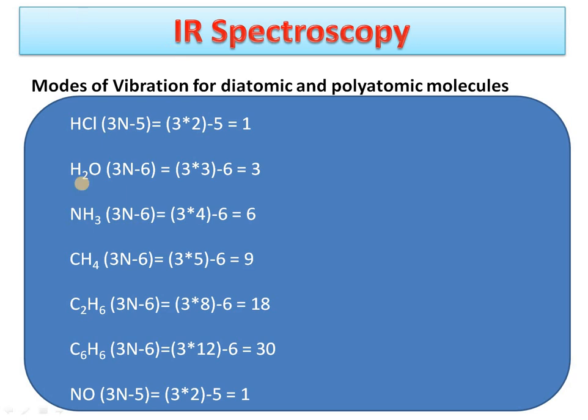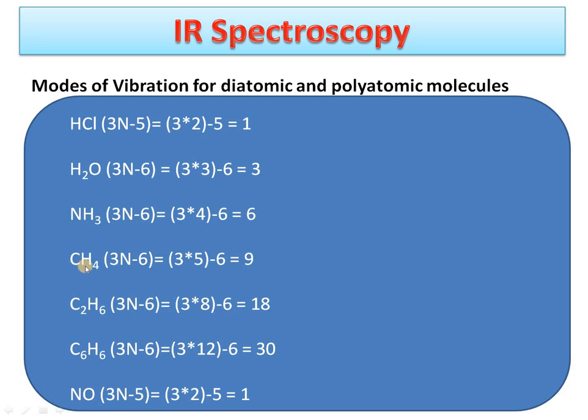mode of vibration. Second molecule is H2O. H2O is a non-linear molecule, hence the modes of vibration will be calculated by using formula 3n minus 6. So 3 into 3, where n is 3, that is the number of atoms in a molecule. So 3 into 3 minus 6, that will give us 3 modes of vibration. Then ammonia, NH3, again here 4 atoms are there in a molecule. So 3n minus 6, here n is 4, so 3 into 4 minus 6, that is equal to 6. So here 6 modes of vibration.